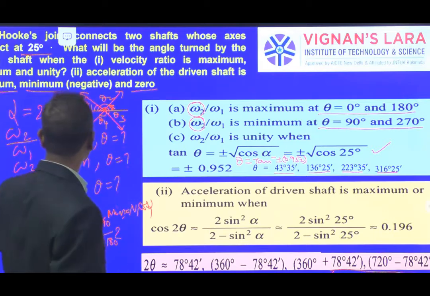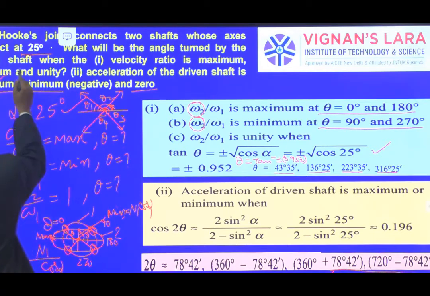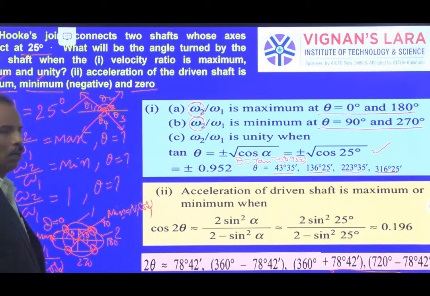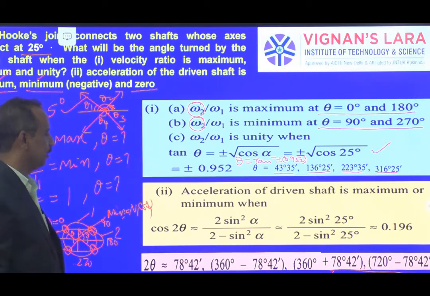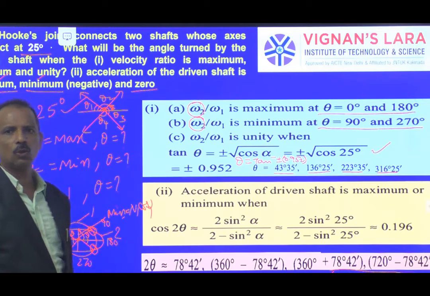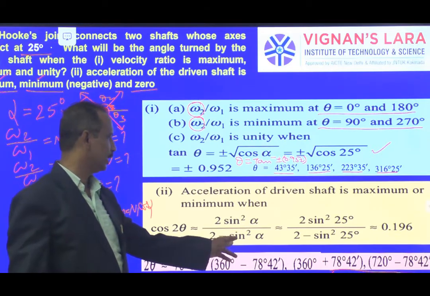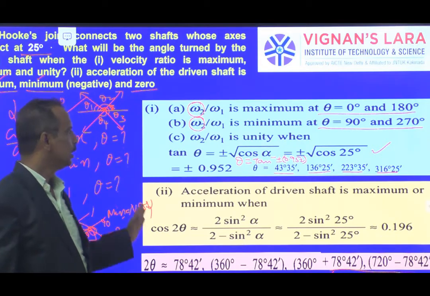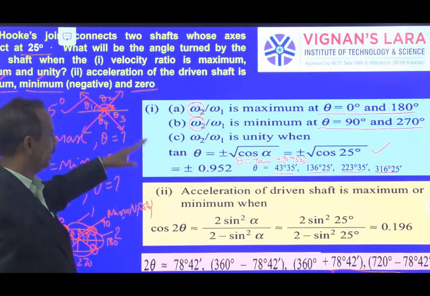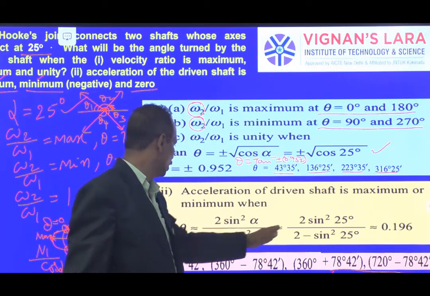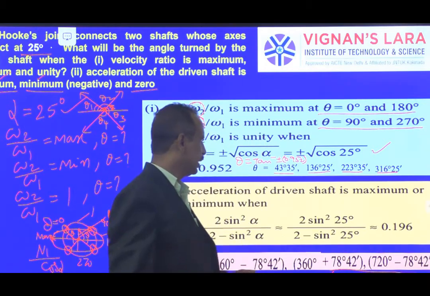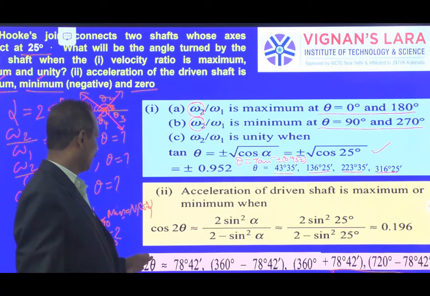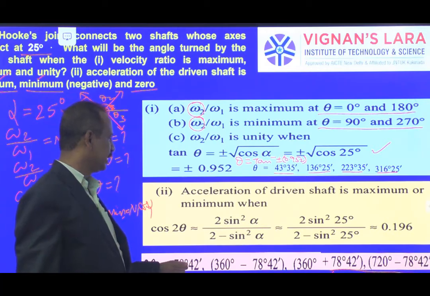Then to find out when it will be maximum and when it will be minimum, the equation we already derived is cos 2 theta is equal to 2 sin square alpha by 2 minus sin square alpha. Alpha value is available, 25 degrees. Substitute alpha and you get cos 2 theta 0.196, then theta is equal to cos inverse, then 2 theta is 78, okay, then 360 minus 78.